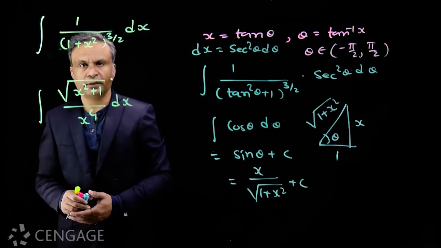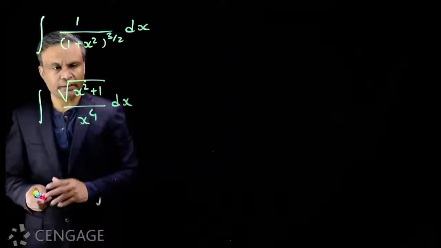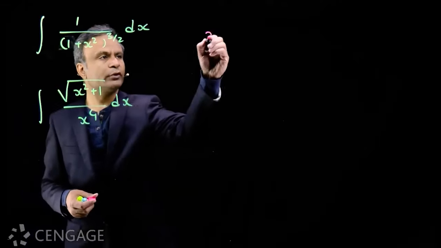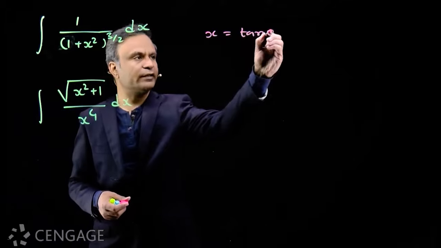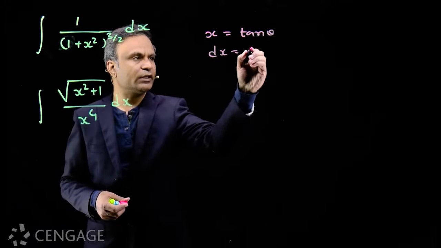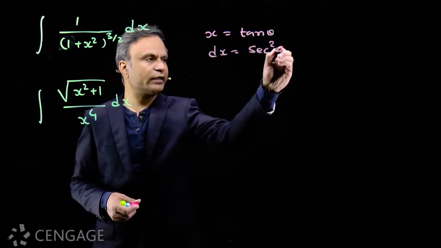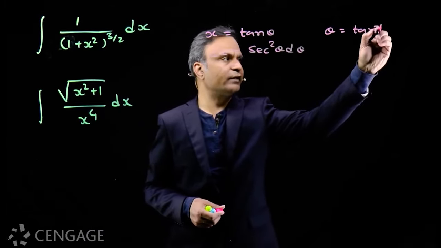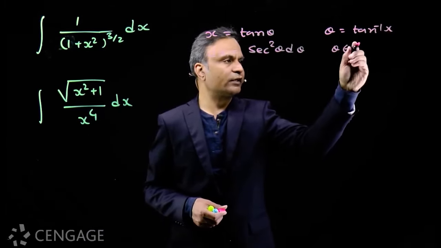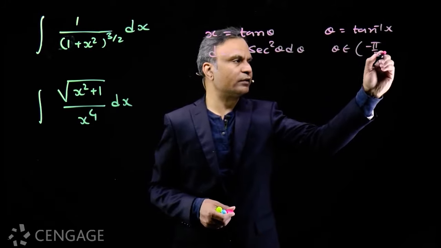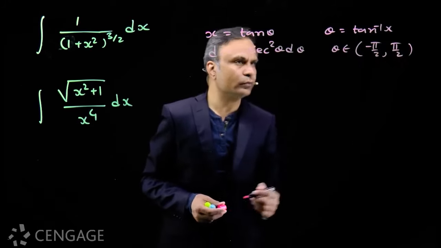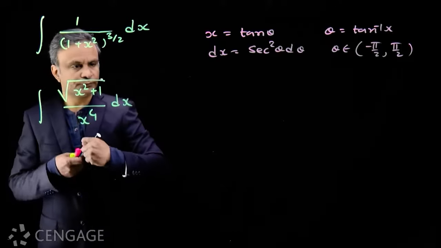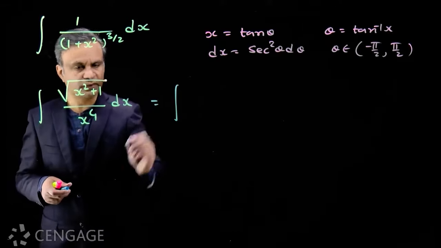Okay. Now let's try this one. Now here also we have the expression 1 plus x square. Okay, so we put x is equal to tan theta. dx will be secant square theta d theta. Theta is tan inverse x, where theta belongs to the open interval minus pi by 2 to pi by 2. So this integral changes to this one.